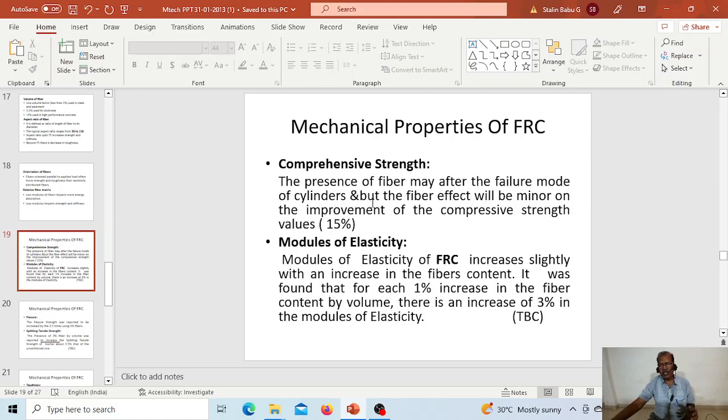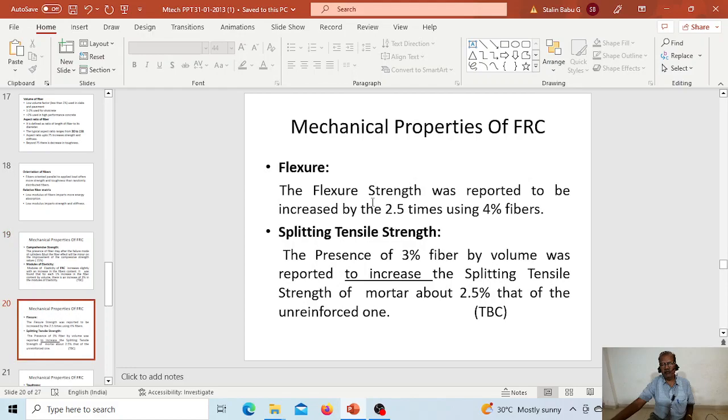Actually, the compressive strength is 0 to 15%. It was found that for each 1% increase in the fiber content by volume, there is an increase of 3% in the modulus of elasticity. That is for modulus of elasticity.